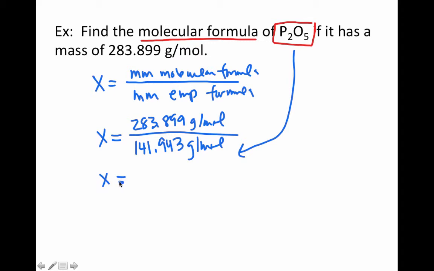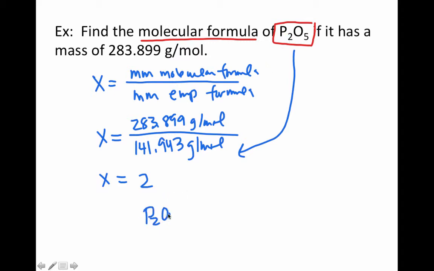And even without a calculator at this point, if you look at 283.8 divided by 141.93, that's going to come out to roughly 2. If you do the math, you get 2.0000915, so you can see that that is roughly 2. So like I said, this is going to come out to a whole number, or something very close to a whole number. And what that tells us to do now is take this P2O5 and make it 2 times bigger.